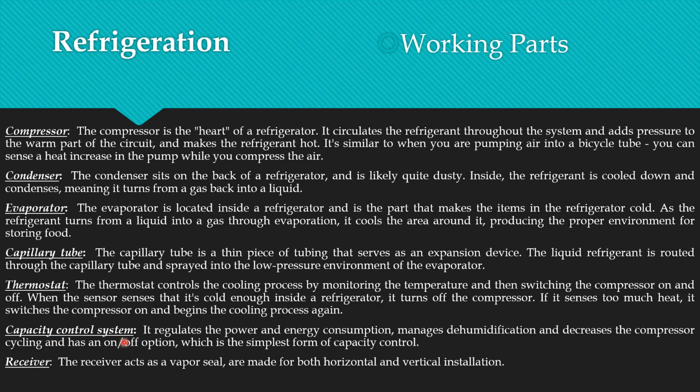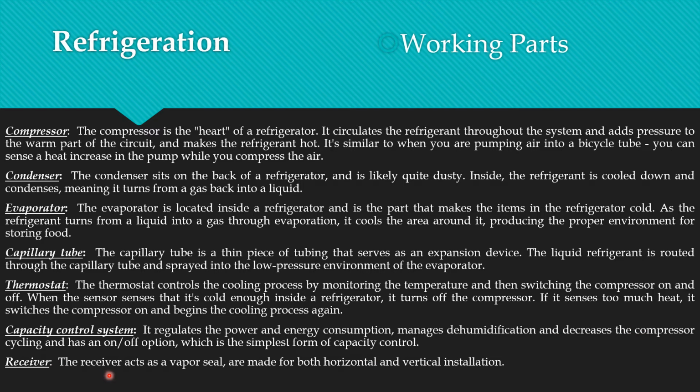The capacity control system is also now coming with new refrigerators. It regulates the power and energy consumption. It will manage the dehumidification and decrease the compressor cycling, and has an on and off option, which is the simplest form of capacity control. The dehumidification deals with moisture formation; that moisture will form dry ice, which will affect the heat transfer. So that will be avoided due to the capacity control system. This is coming with the new fridges or smart fridges.